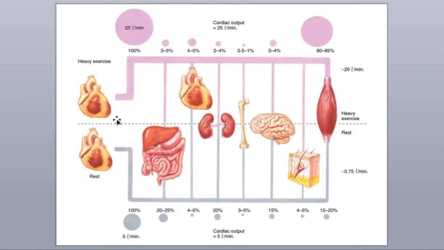Get another figure to describe this. During heavy exercise, if we look at the blood flow in the gut, 3 to 5%. If we look at the blood flow to the muscles during heavy exercise, we get 80 to 85%. Now, if we look at resting, we got about 20, 25% in the gut and 15 to 20% in the muscles.